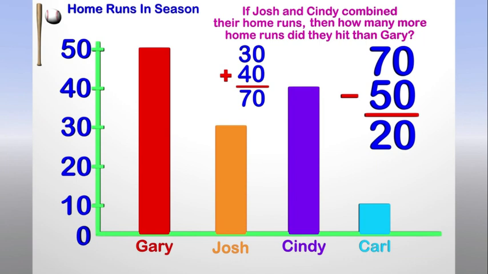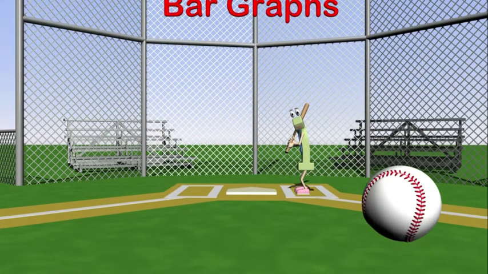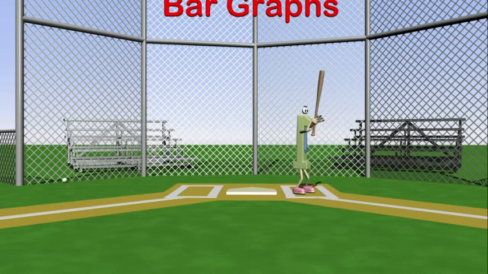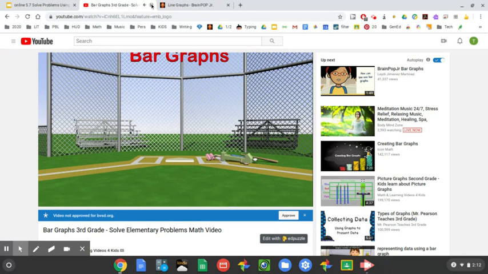Now let's see how you do with pitching the ball to me. All right, give me your best throw. Whoa! Ugh. That was a really good throw. Ouch!